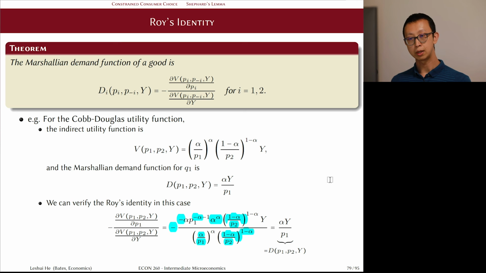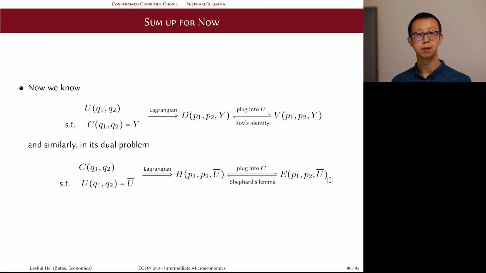Now, with Roy's identity and Shepard's lemma, we can augment the relationship among these objects slightly. We notice that the Marshallian demand functions can derive the indirect utility functions, but also we can derive it backwards from the indirect utility function through Roy's identity. And similarly, Hicksian demand functions can derive expenditure functions, but also it goes backwards through Shepard's lemma.